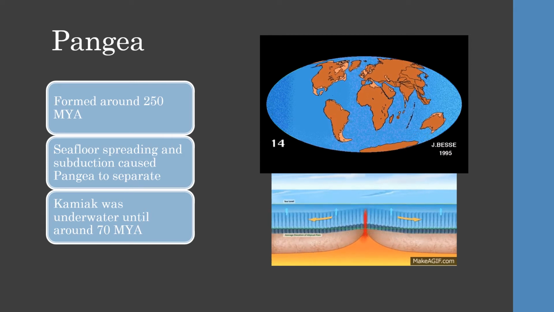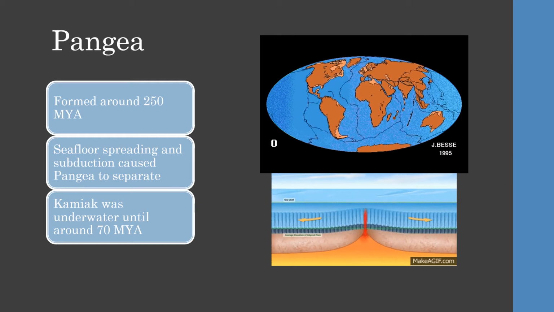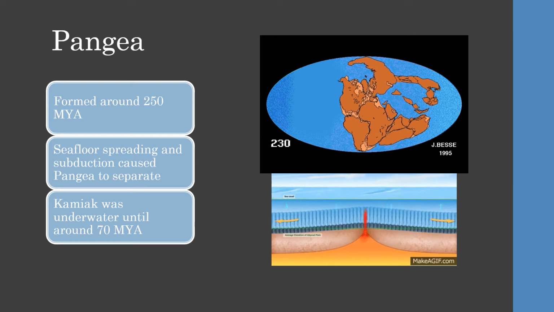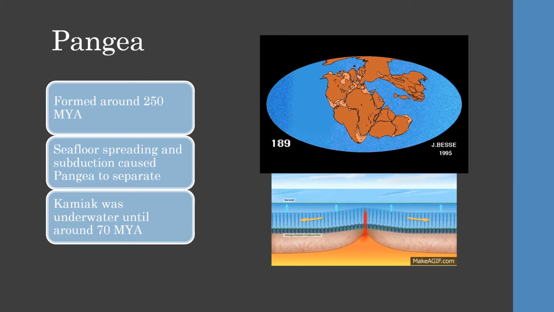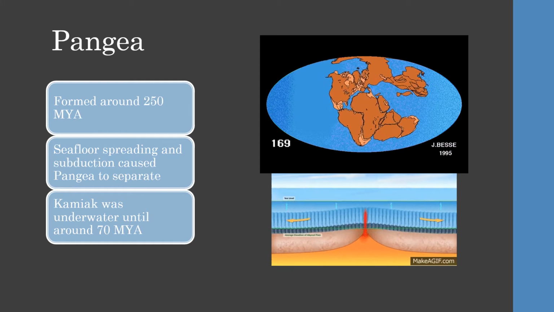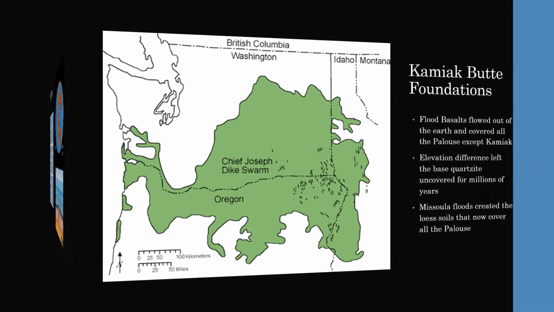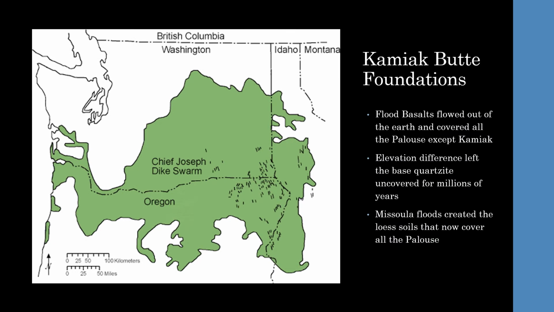While all of this was happening, Kamiak and the entire Palouse were underwater. This gave Kamiak Butte a base layer of sedimentary rock that slowly over time became metamorphic quartzite. Once the Palouse was in the area it is today, very fast-flowing, low-viscosity lava began to spill out of cracks in the crust. These were called flood basalts, and they began around 15 million years ago.